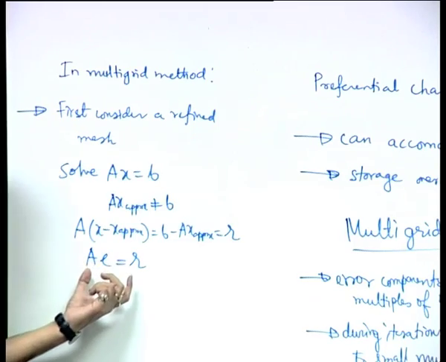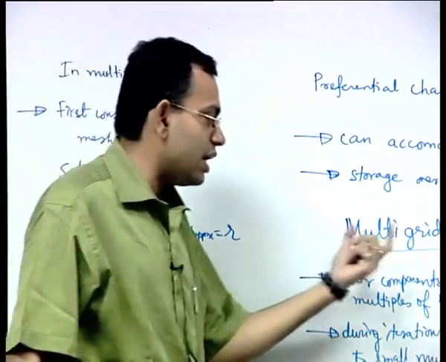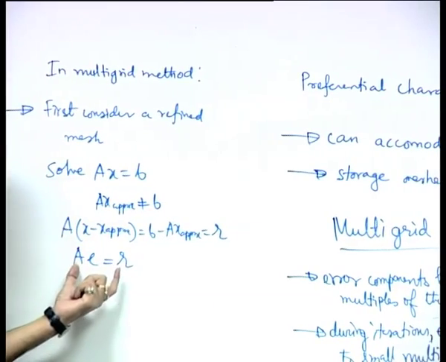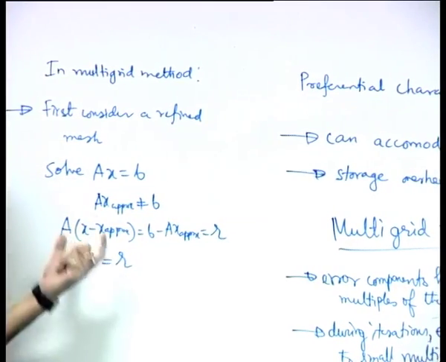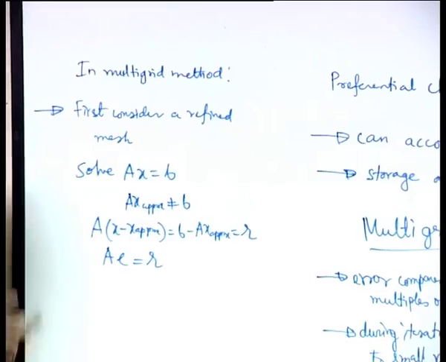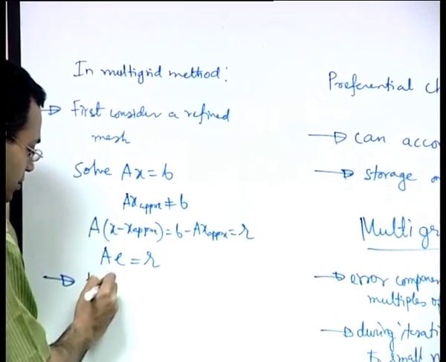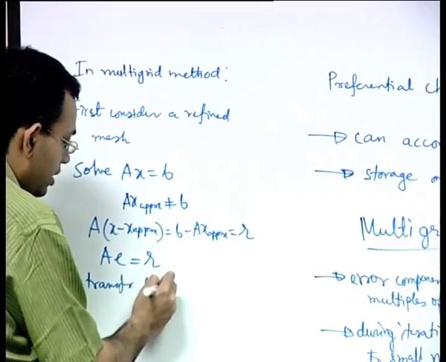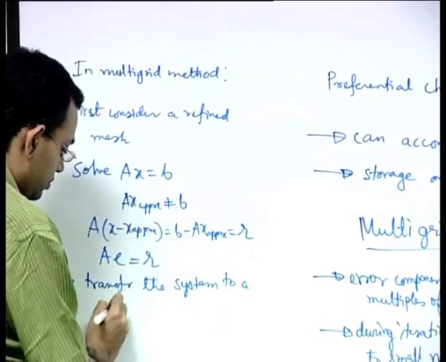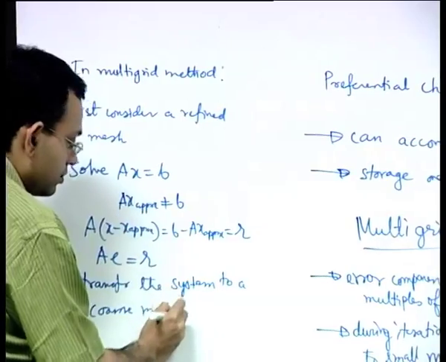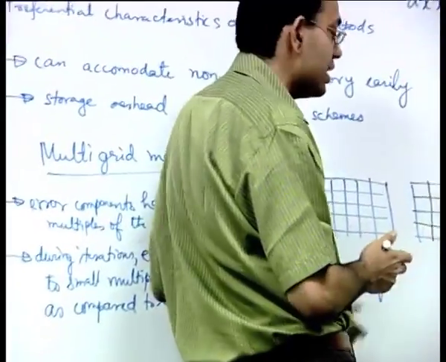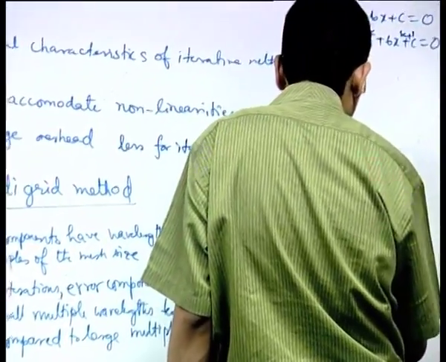Now, to absorb the errors in the large multiple wavelengths, you are interested to solve this Ae equal to r by transferring the system to a coarse mesh, not a refined mesh. How do you transfer it to a coarse mesh from a fine mesh? Maybe you do averaging.